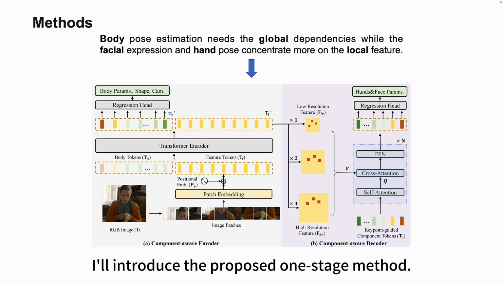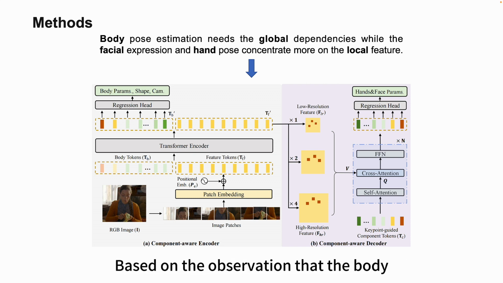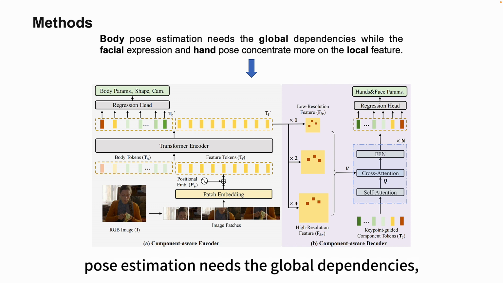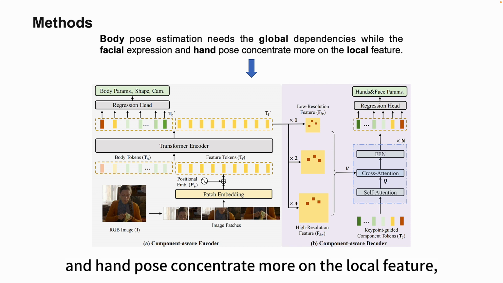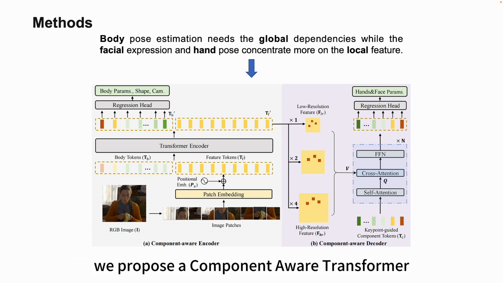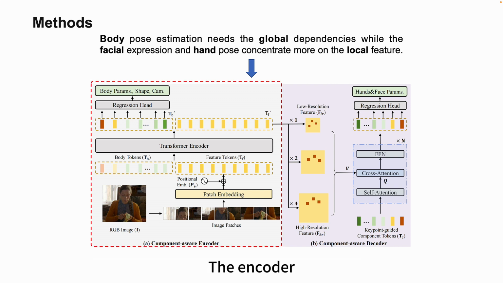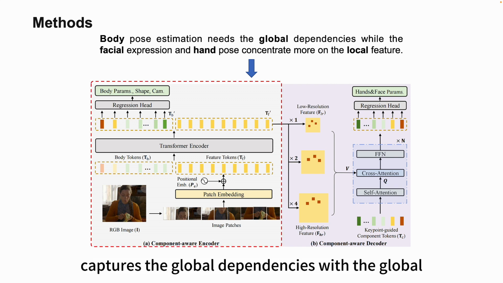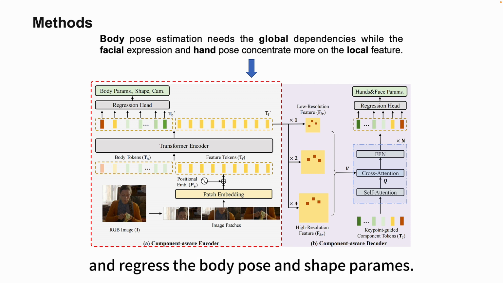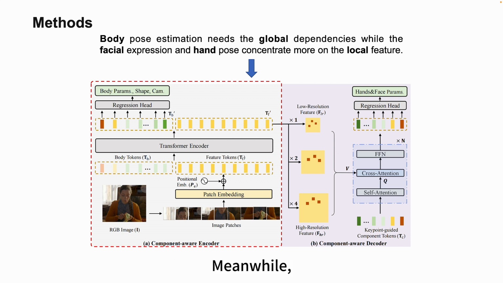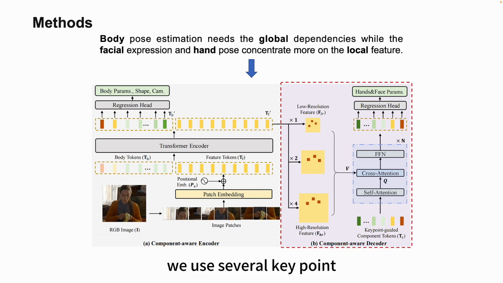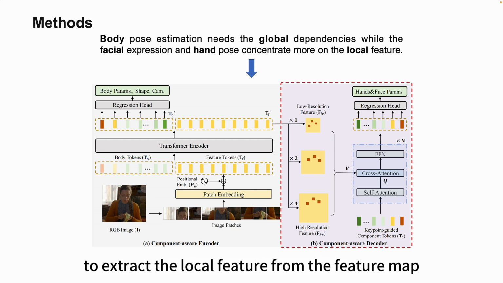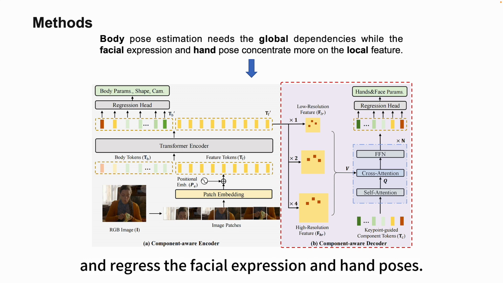Next, I'll introduce the proposed one-stage method. Based on the observation that the body pose estimation needs the global dependencies, while the facial expression and hand pose concentrate more on the local feature, we propose a component-aware transformer. The encoder captures the global dependencies with the global self-attention mechanism and regresses the body pose and shape parameters. Meanwhile, it provides a high-quality feature map for the decoder. In the decoder, we use several key point-guided attention modules to extract the local feature from the feature map and regress the facial expression and hand poses.